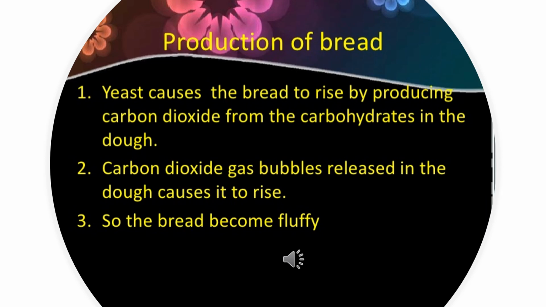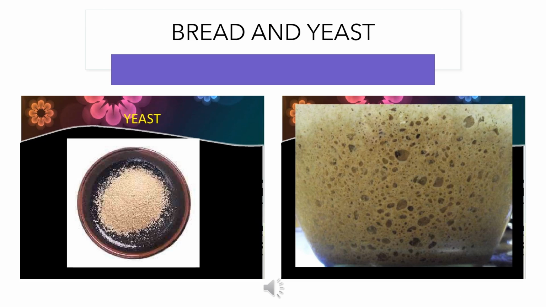Carbon dioxide gas bubbles released in the dough cause it to rise, so the bread becomes fluffy. During baking, the yeast is killed and fermentation stops. Dear students, in this slide you can view the yeast in raised bread. The holes in the bread are due to the release of carbon dioxide, which makes the bread swell.